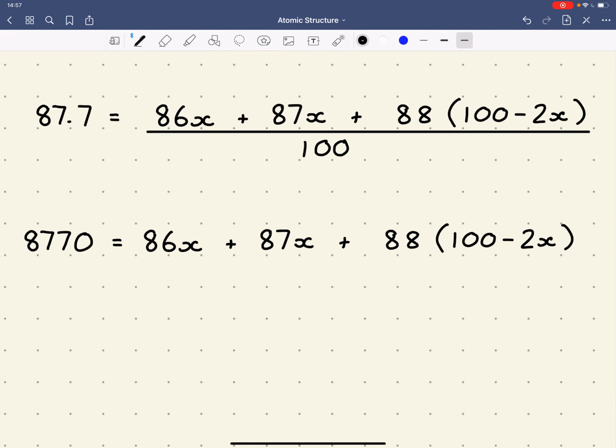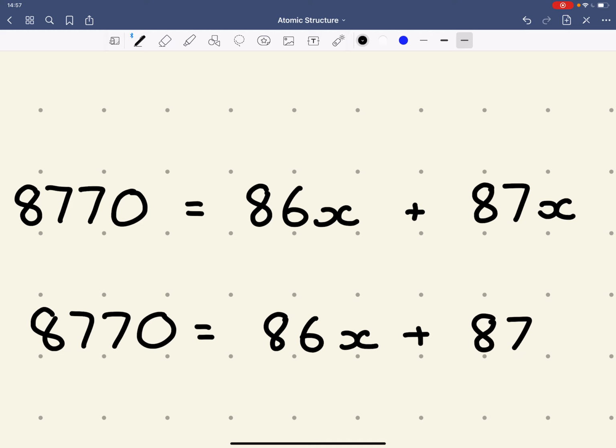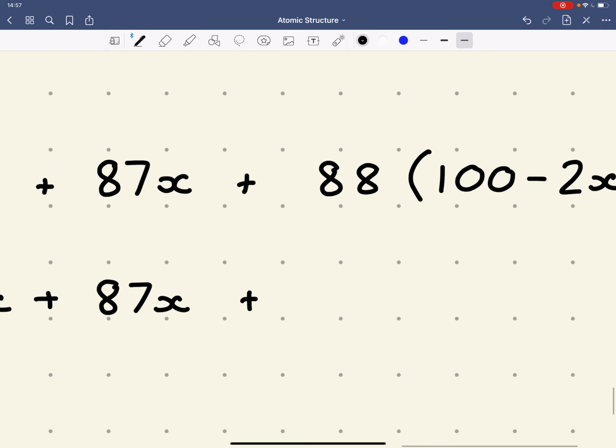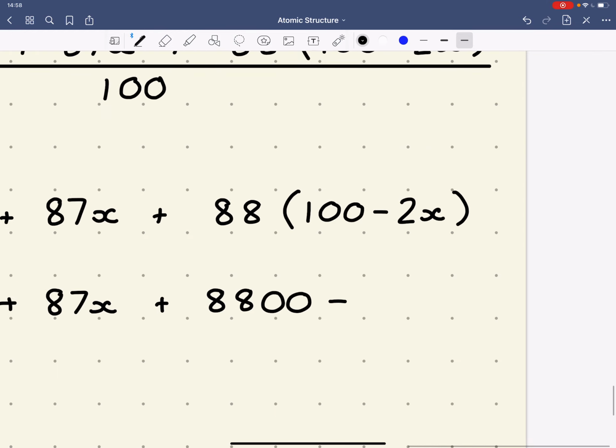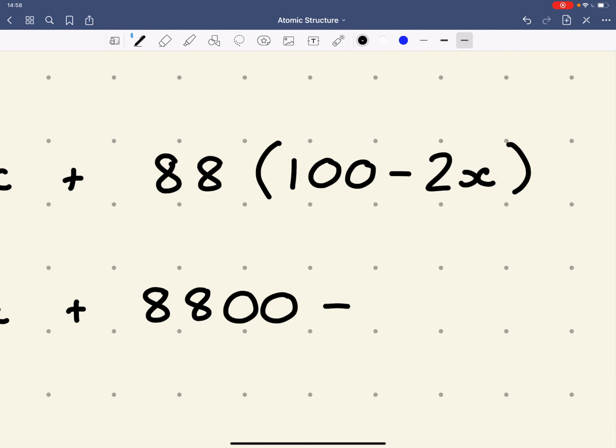So let's just very quickly do that. 8,770 equals 86x plus 87x plus, well, 88 times 100 is 8,800, minus 88 times 2x, which is minus 176x.